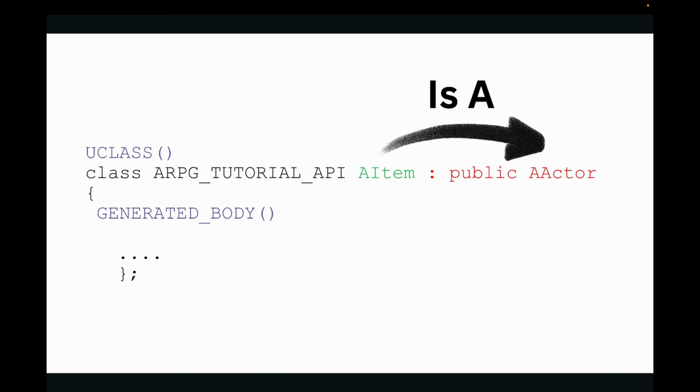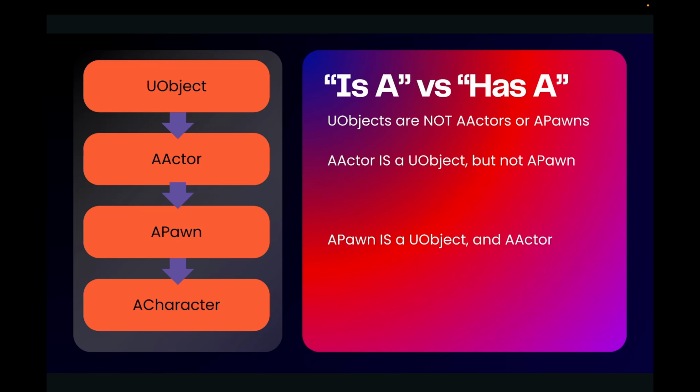Now, you've actually seen inheritance take place in our projects so far. So we have the A item. So A item, right, is our actor. Our item is an actor. So we actually can see this inheritance take place here, where we inherit everything from actor into our item. If this said public a pawn, that would mean that our class that we make inherits from pawn, but here it inherits from actor.